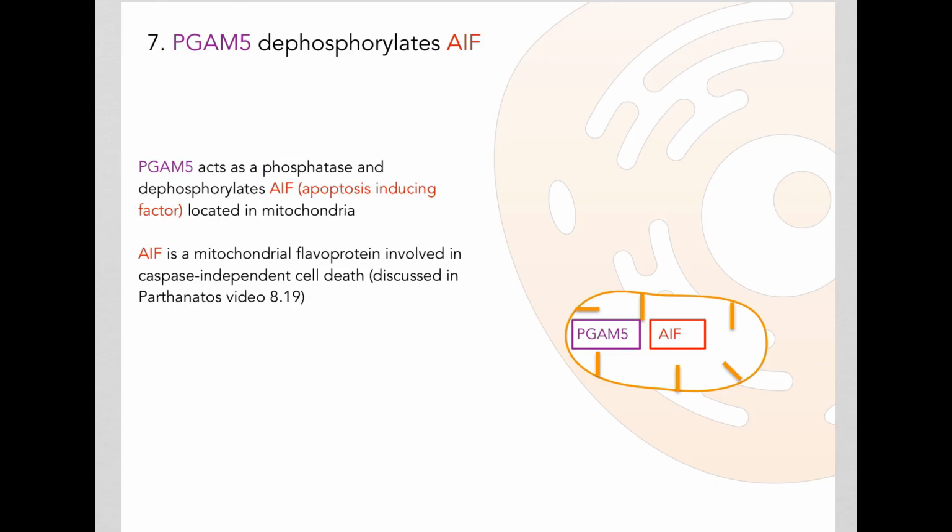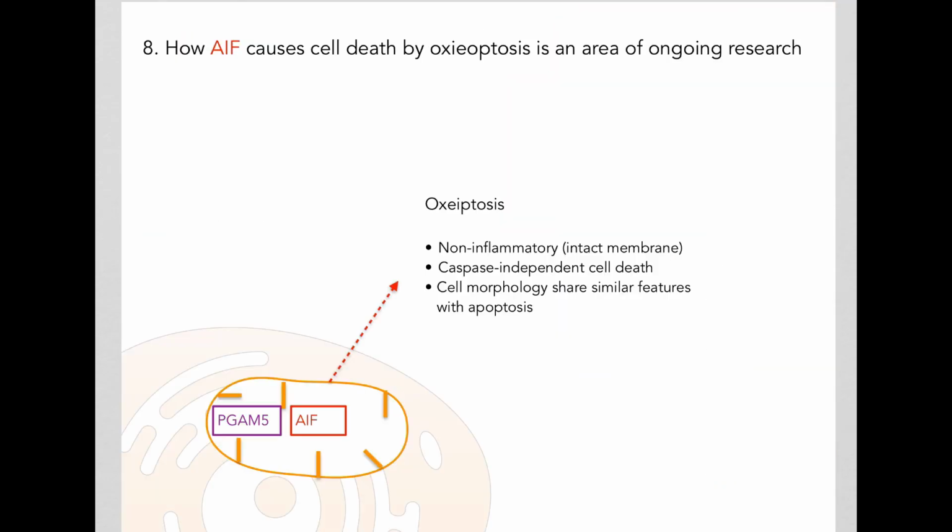Recall that in the previous video on parthanatos, we talked about AIF. It's a mitochondrial flavoprotein that was involved in parthanatos, which is a caspase-independent cell death. Now, in parthanatos, recall that the AIF went to the nucleus and degraded the DNA. But in oxieptosis, how this AIF causes cell death, that is still not clear. So that's an area of ongoing research.